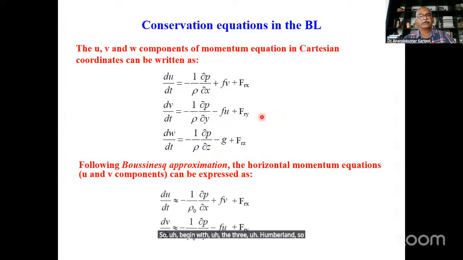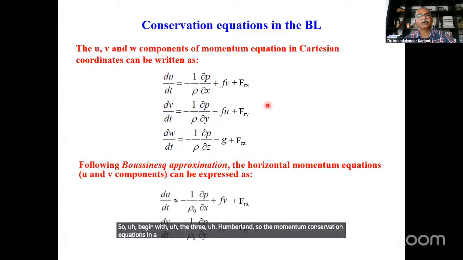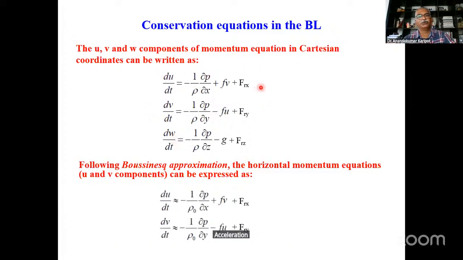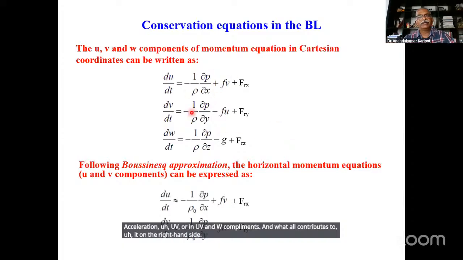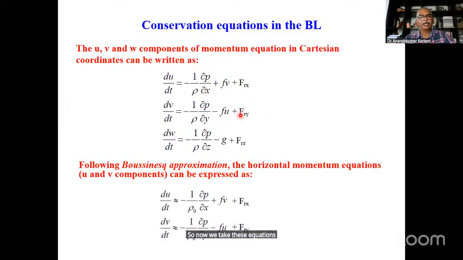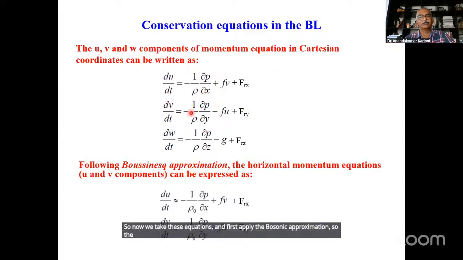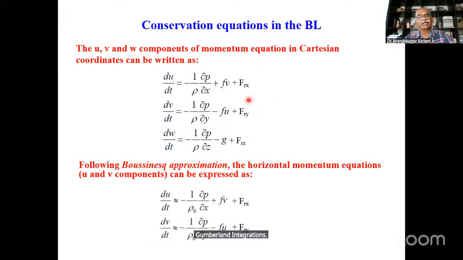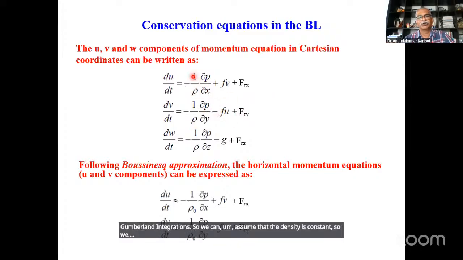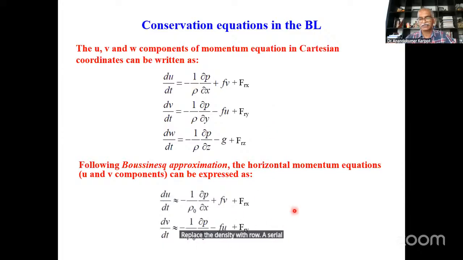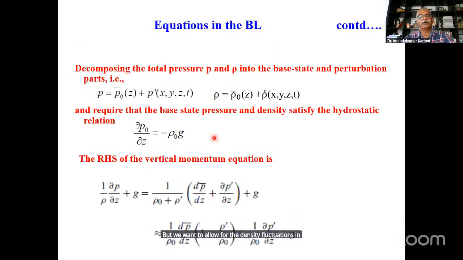So begin with the three components of the momentum conservation equations in a simple form given here: acceleration in the U, V and W components, and what all contributes to it on the right hand side. Now we take these equations and first apply the Boussinesq approximation. In the first two equations, the horizontal component equations, we can assume that the density is constant, so we replace the density with rho 0 in those two equations. But we want to allow for the density fluctuations in the vertical component equation.